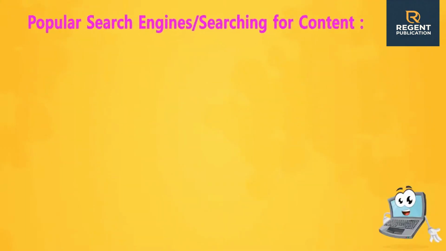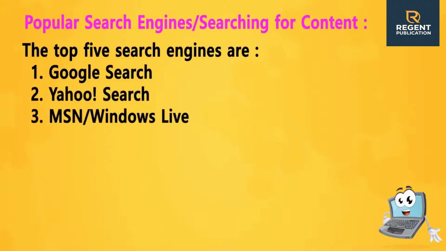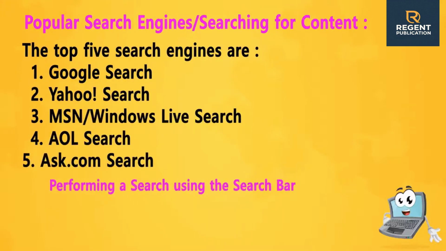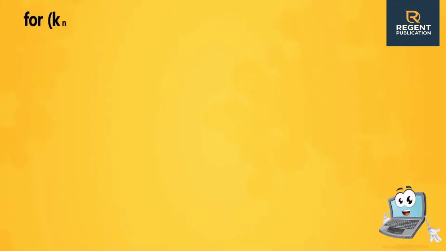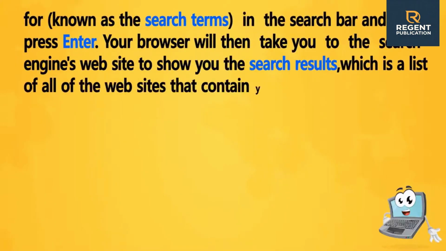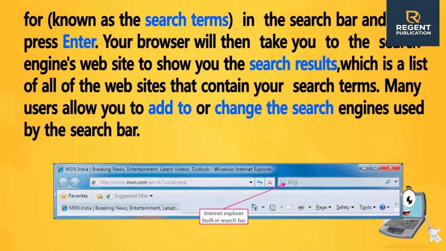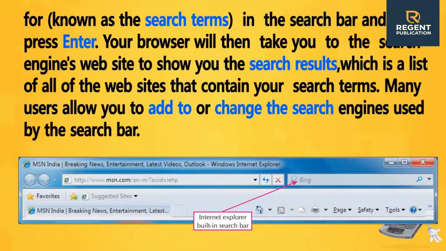Popular search engines searching for content. The top 5 search engines are Google Search, Yahoo Search, MSN Windows Live Search, AOL Search, Ask.com Search. Performing a search using the search bar. Most browsers have a built-in search bar located to the right of the address bar. To do a search, just type what you are looking for, known as the search terms, in the search bar and then press enter. Your browser will then take you to the search engine's website to show you the search results, which is a list of all the web sites that contain your search terms.